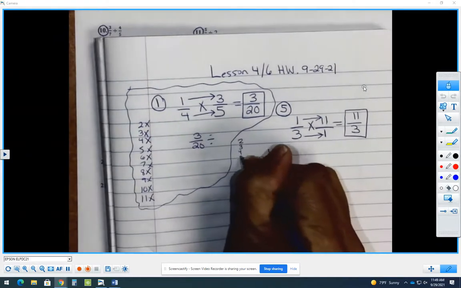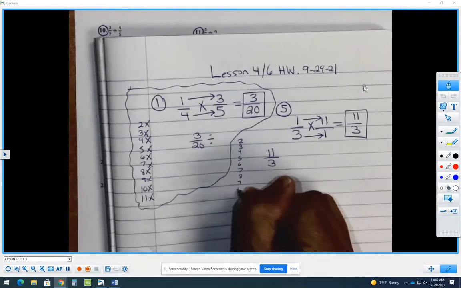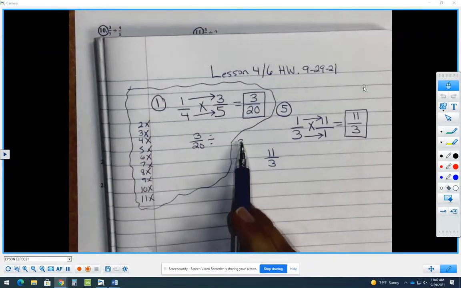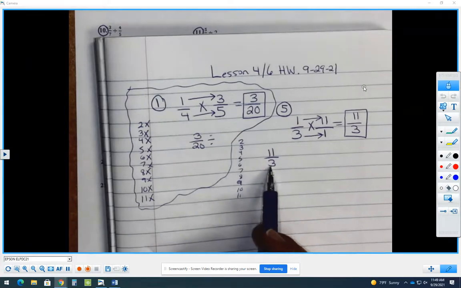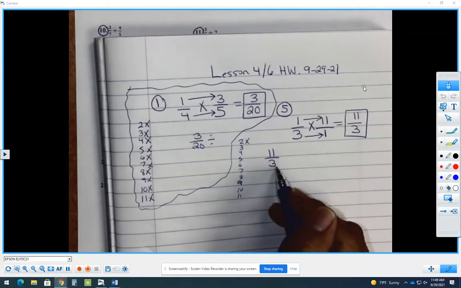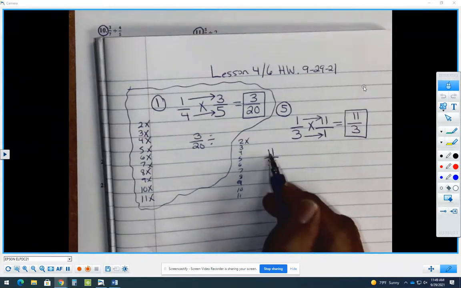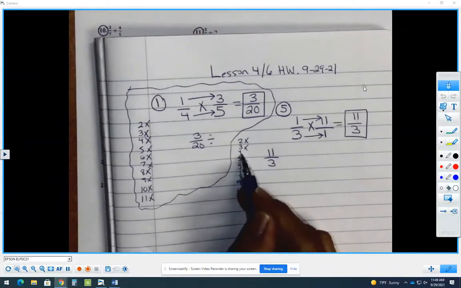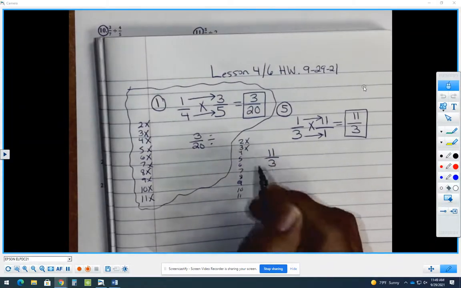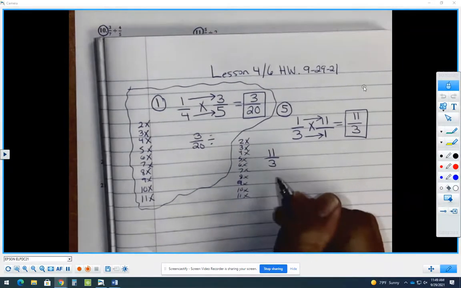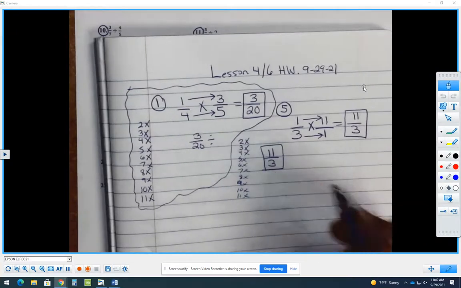2, 3, 4, 5, 6, 7, 8, 9, 10, 11. This is a 9, not a 7. Okay, can 2 give me the 3? I always like to go with the smallest one. No, 2 is not a factor. Is 3 a factor of 3? Yes. Is 3 a factor of 11? No. That's already 4, which is already over the what? So none of them will work. So 11 thirds is already simplified.